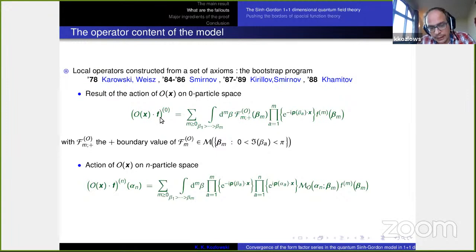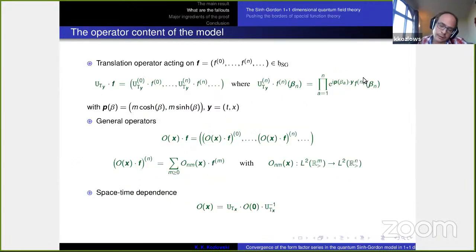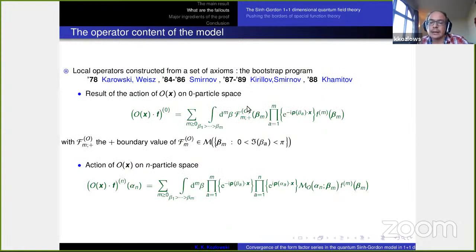So when we act on a vector and look at its component in the zero particle space, it should be just a number. So what we do, well, we integrate with some kernel the components of the vector in all the L square of R^m Hilbert spaces. So we should sum up over all these components and integrate over the ordered variables. There is an x dependence which just follows from the fact that you have this adjoint action of the translation operator on the field. And then you have the non-trivial part of the action, which is the integral kernel of the operator.